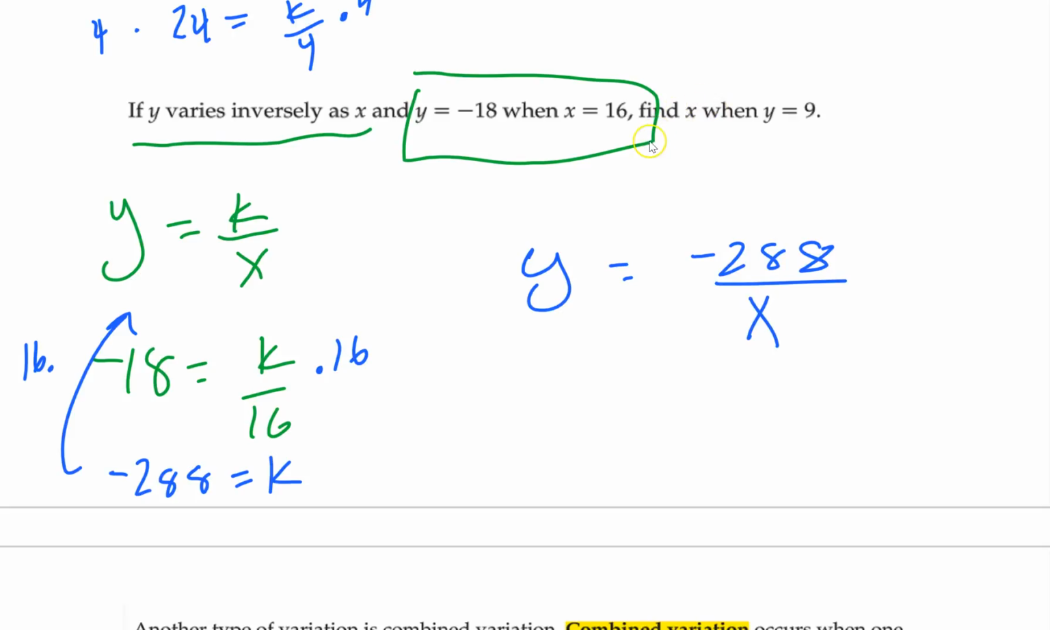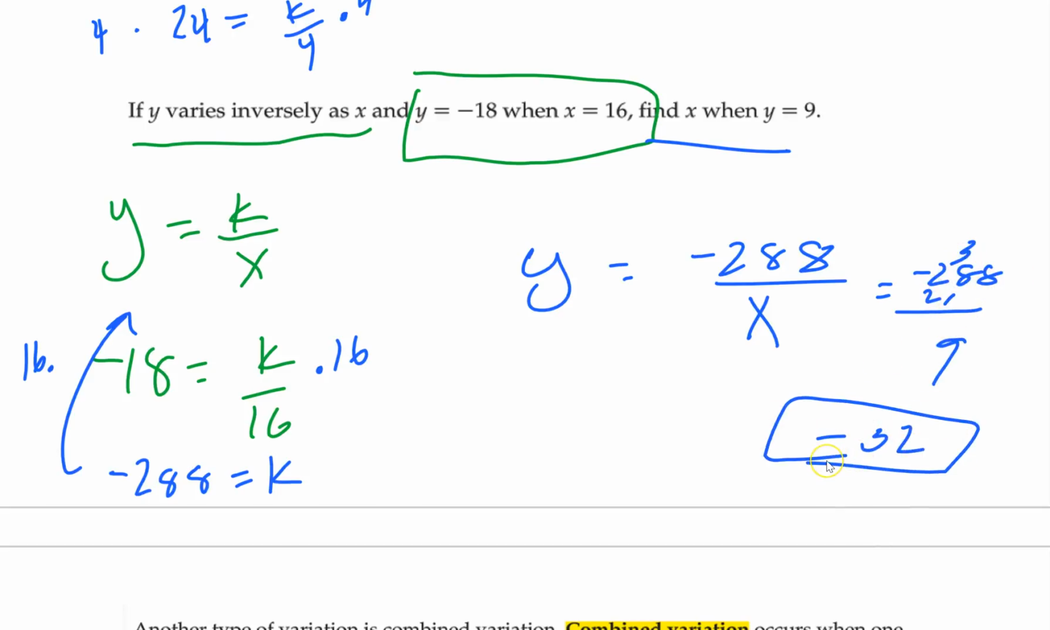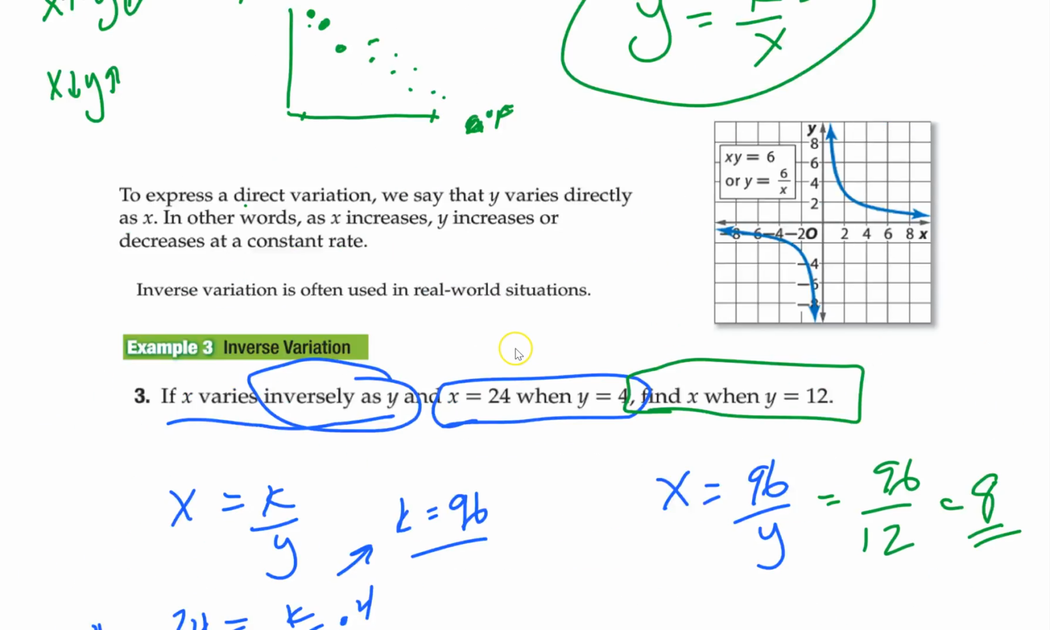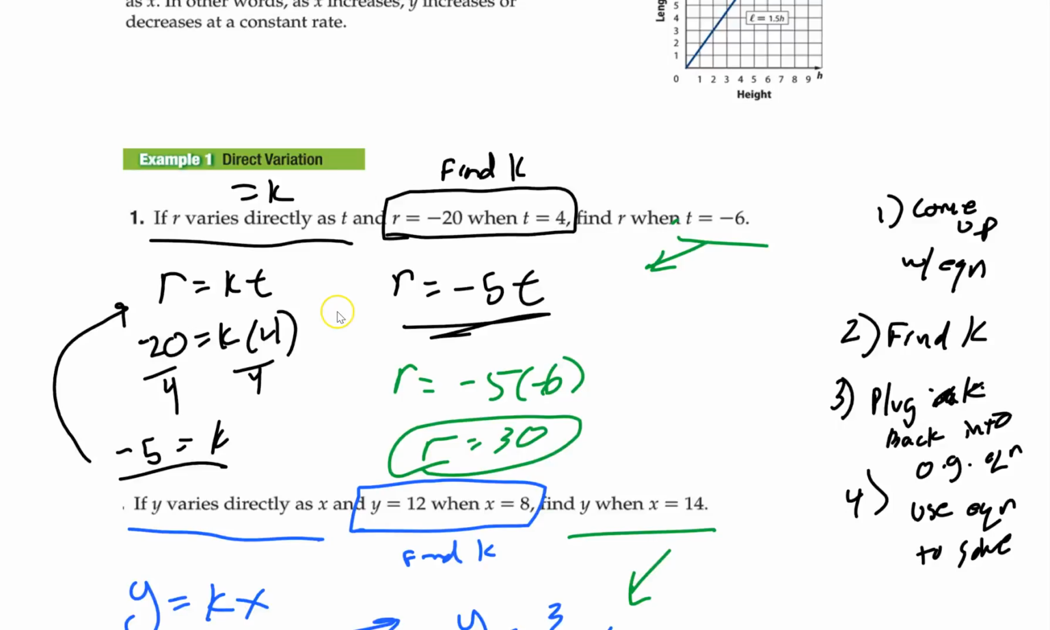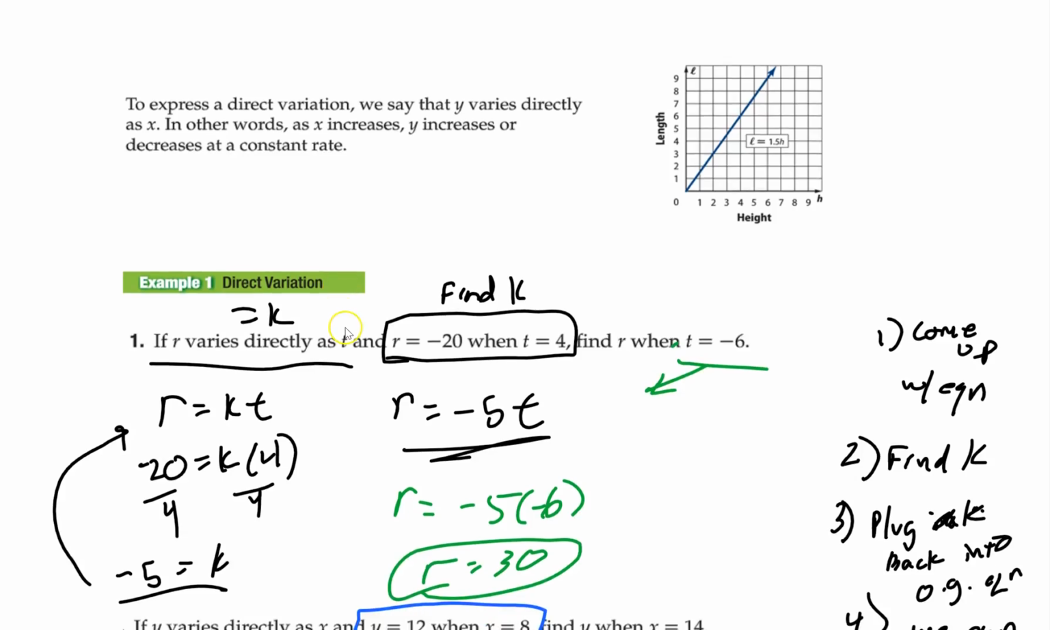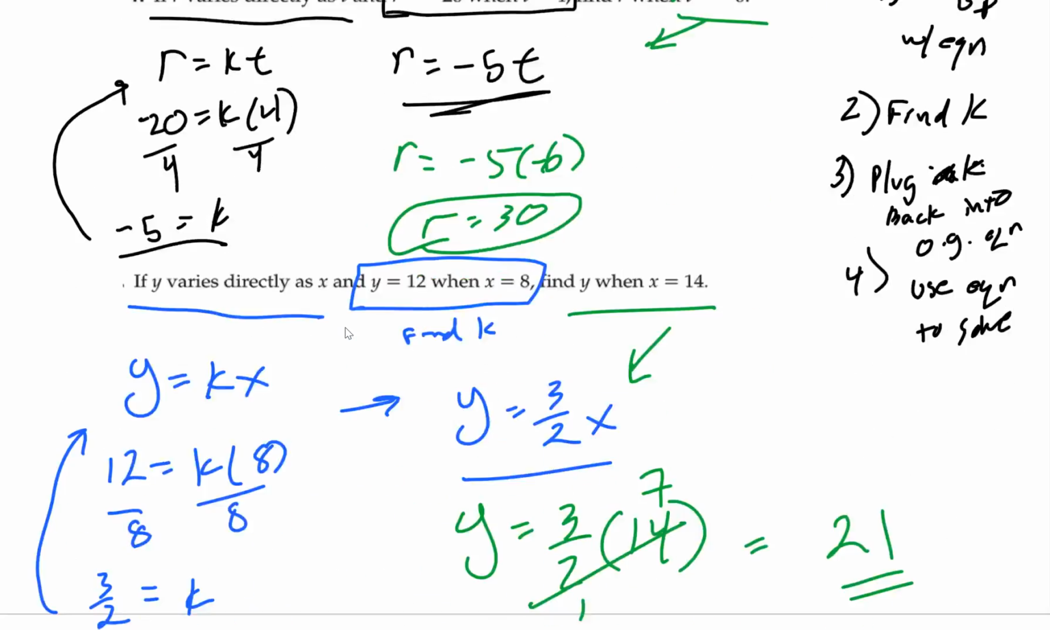And then look what they want. Find x when y equals 9. So plug in 9. Negative 288 over 9. 9 goes into 288 32 times. Negative 32. That's how you do inversely. So now we've done inversely, we've done direct, which means only the one variable is on top, and we've done joint, which means they're both on top.